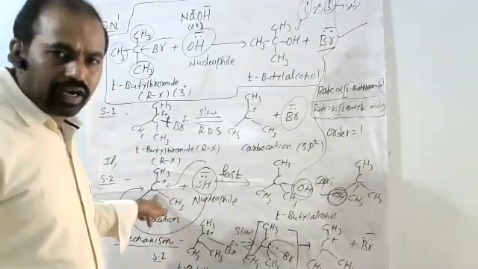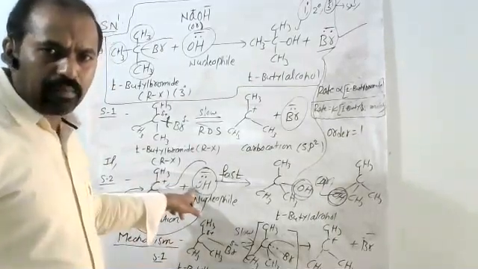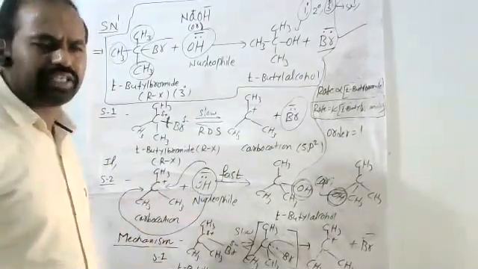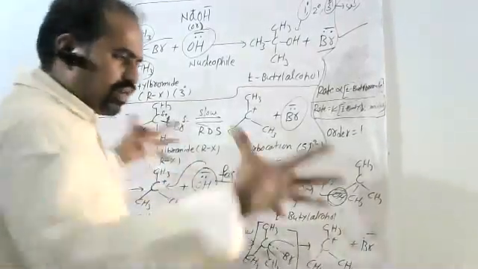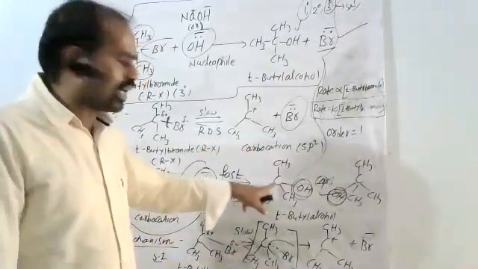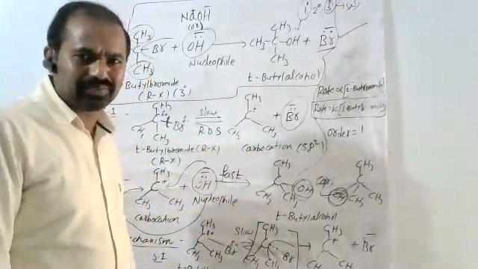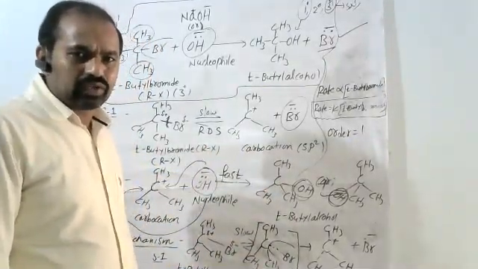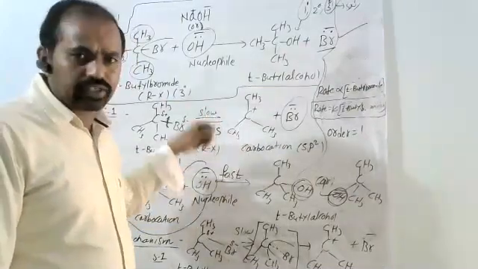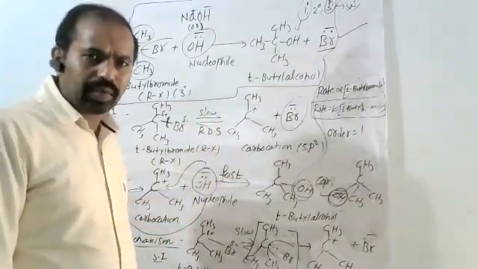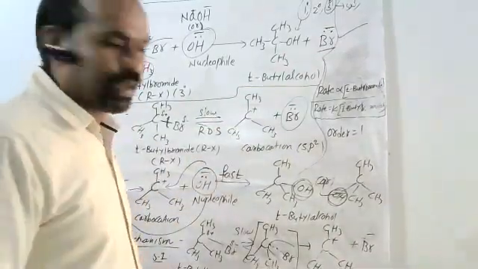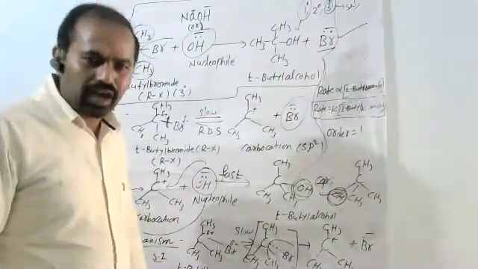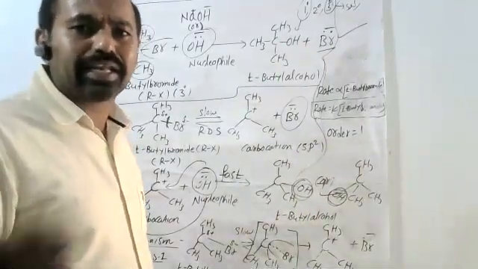Step 2. The carbocation combines with the nucleophile. This is very fast. It is a plus, it is a minus, that's why both react fast. We get the corresponding product. So it is a fast reaction, and the other is a slow reaction. According to chemical kinetics, the slow step is called the rate determining step, RDS. RDS means rate determining step.